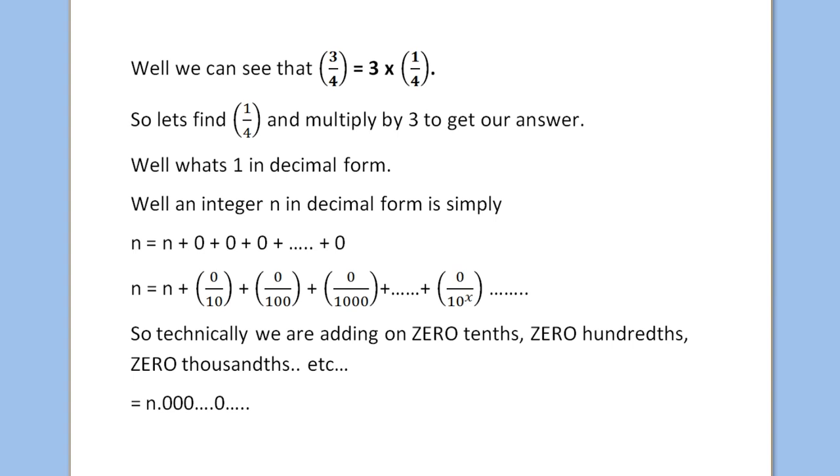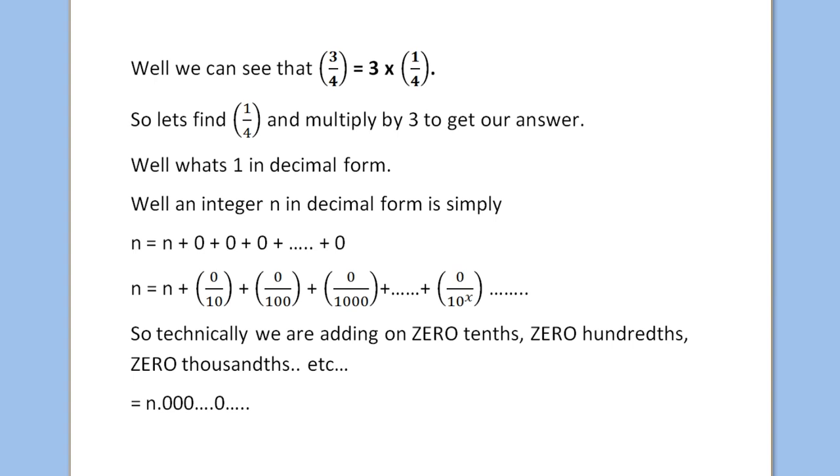Well, we can see that 3/4 is equal to 3 times 1/4 by the rules of fractions. So let's find 1/4 and multiply by 3 to get our answer. Now, what's 1 in decimal form? Well, an integer n in decimal form is simply n plus 0 plus 0 plus 0 plus... We can go on forever. We can add as many zeros as we like.